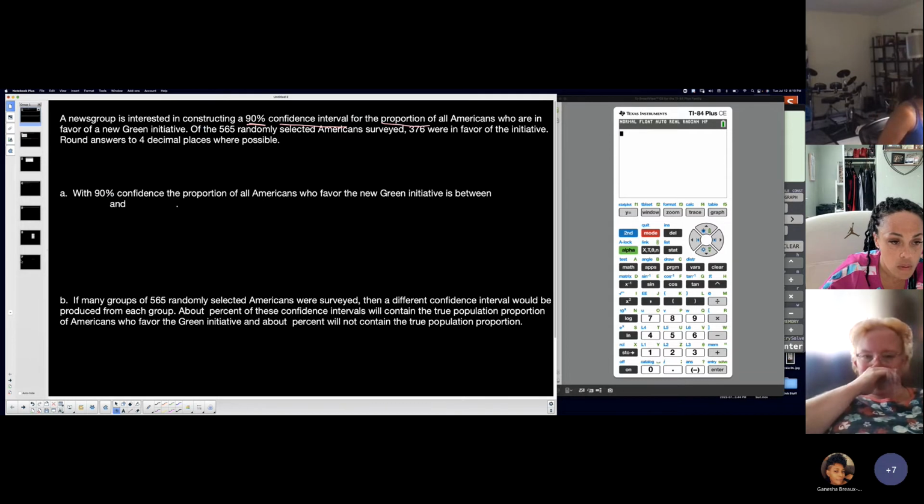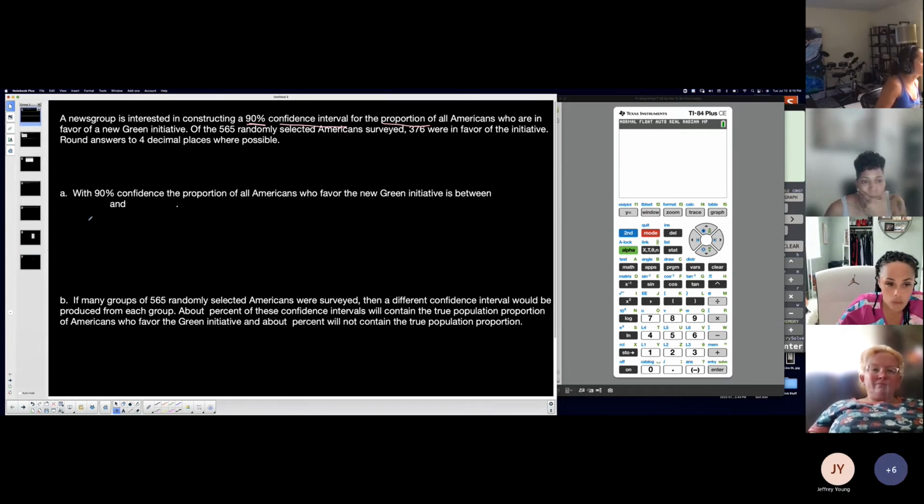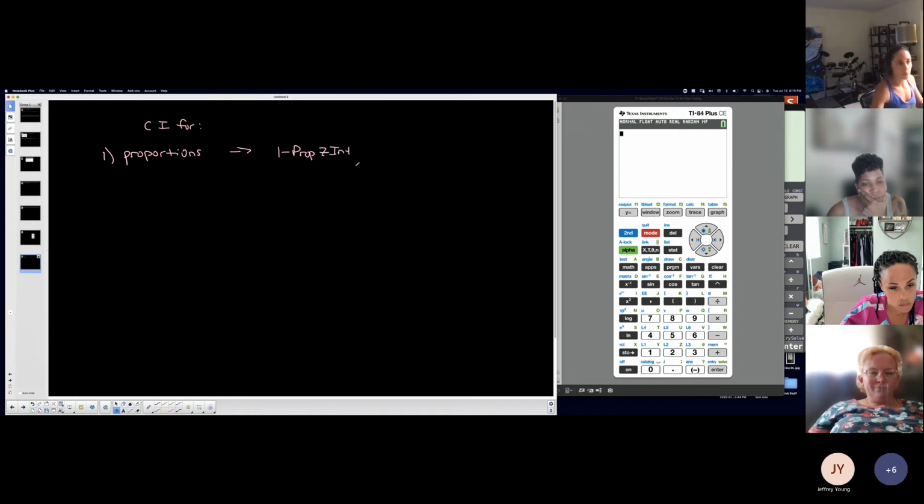And you know what, I'm going to write this down. I wrote this last week. The 3 scenarios that you guys have. You guys have 1, proportions, which is what you're doing this week. And when you're doing a confidence interval for proportions, you're going to use, and I'll show you, 1-PropZInt, if you're using the TI-84, which is what I'm using, okay? So hopefully everybody has that.